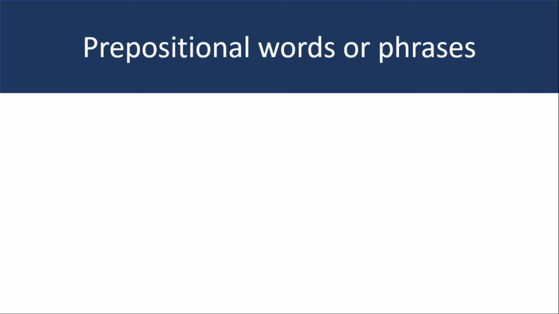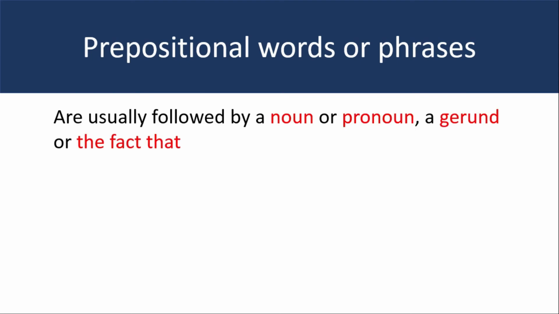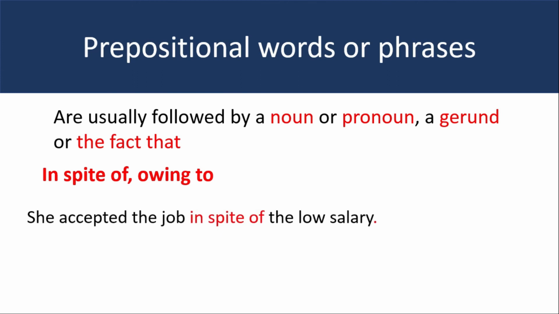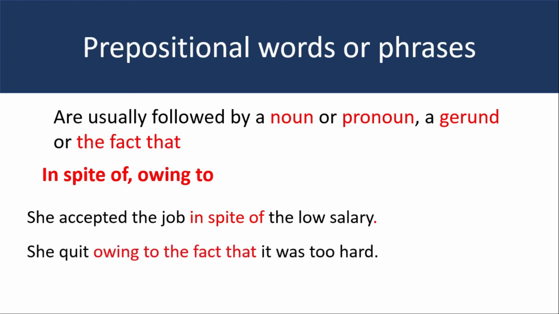Prepositional words or phrases are usually followed by a noun or a pronoun, a gerund, or "the fact that." Here we have some examples. In spite of, owing to. She accepted the job in spite of the low salary. Notice that "in spite of" is followed by a noun phrase. The low salary, that's a noun phrase.